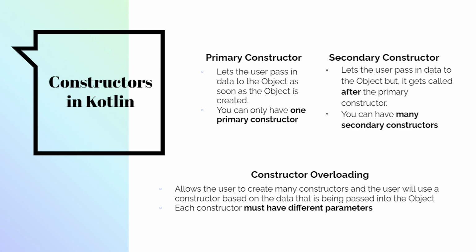So maybe we just want the user to pass in rooms. We can have a constructor for that. Maybe you want the user to pass in a room and the color of the house. You can have a constructor for that. So constructor overloading allows you to have multiple constructors to allow for different parameters to pass in data.